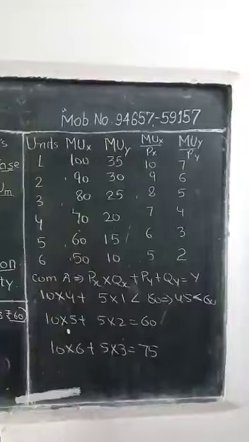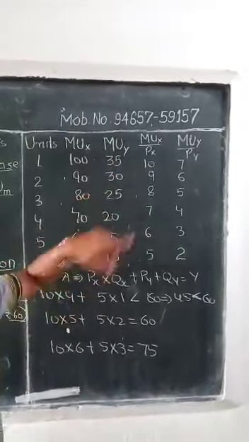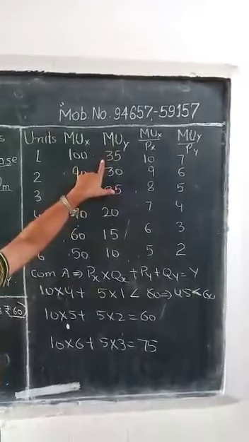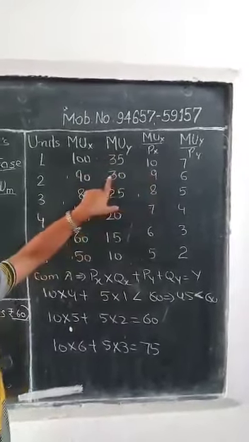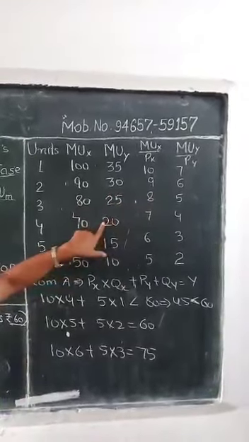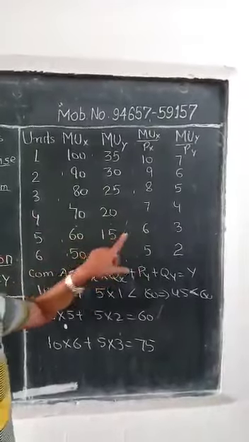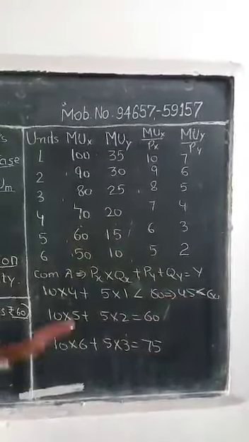And the next one we have is marginal utility of y divided by price of y. The price we have taken for y is 5 rupees. So 35 divided by 5 is 7, 30 divided by 5 is 6, 25 divided by 5 is 5, 20 divided by 5 is 4, 15 divided by 5 is 3, 10 divided by 5 is 2, and so on.